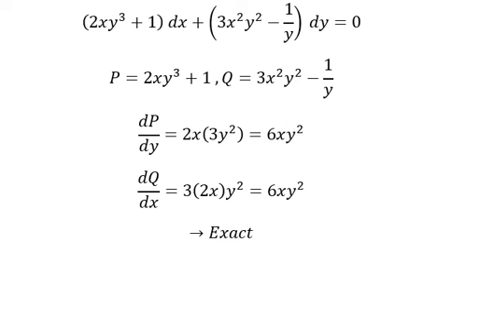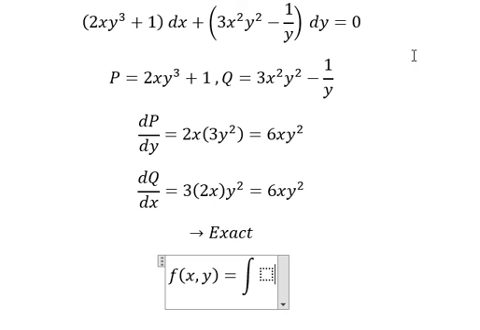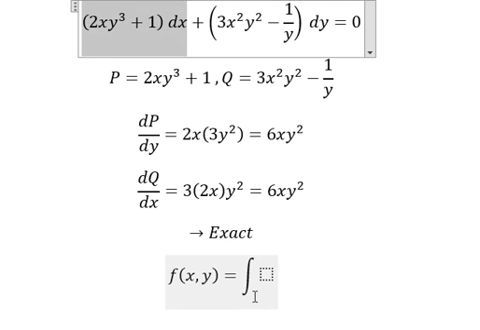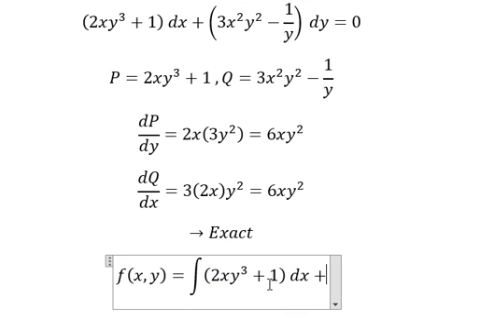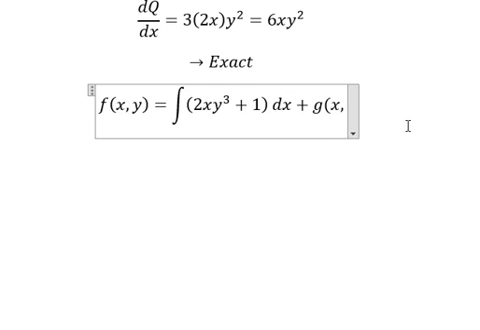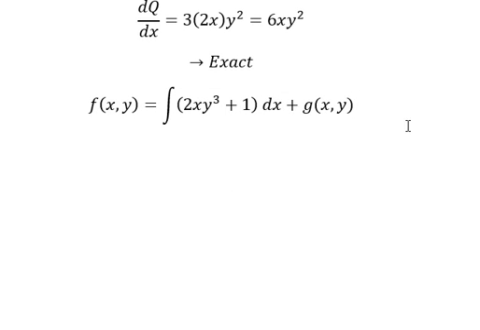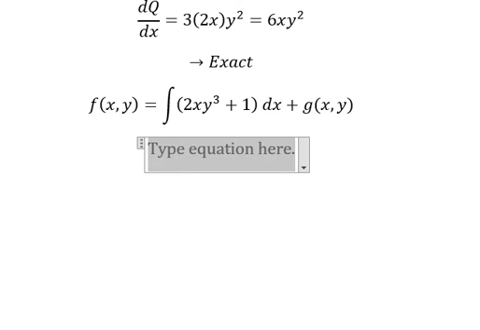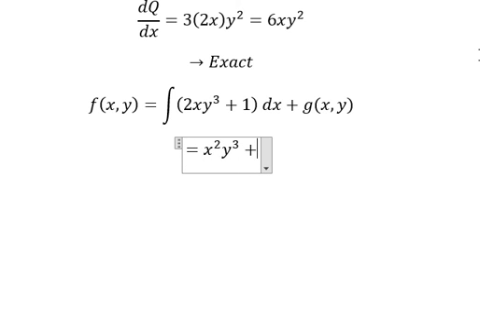Now we need to set up the function f(s, y). I will select this one, and we have 3sy. For this one, the integration of 2s is s squared. The integration of number 1 is s, and we have 3sy.